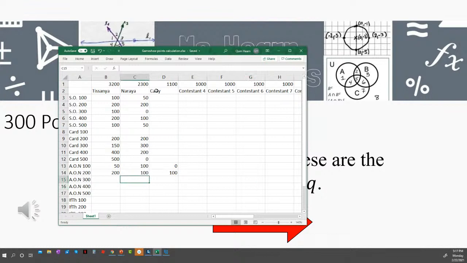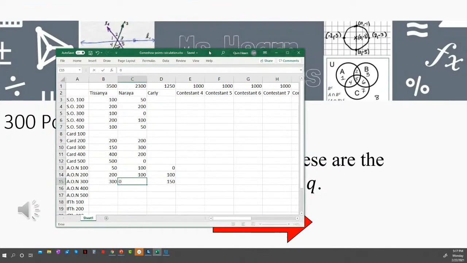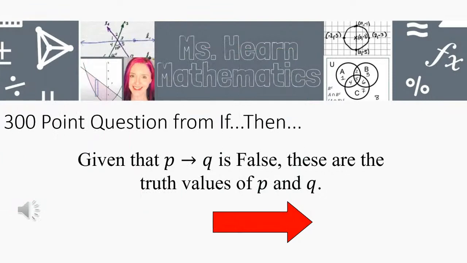Let's see. So you get 300 and 150. I think, Naraya, you said they're both false, right? Okay.